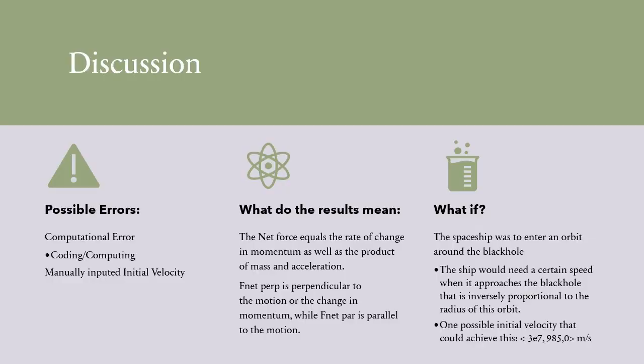So, what do the results mean? This means that the net force equals the rate of change in momentum as well as the product of mass and acceleration, as that's what both the formulas and my computational code showed. On top of that, it showed that F net perpendicular was perpendicular to the motion, or the change in momentum, while the F net parallel was parallel to the motion in a chosen instance.